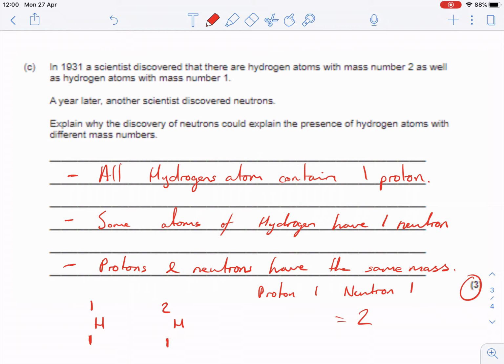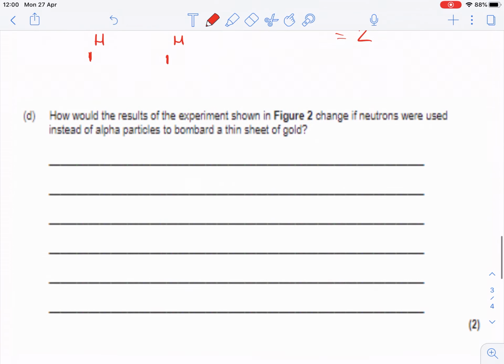And that's your 3 marks there, just for making those 3 points quite clear, that protons and neutrons have the same mass. Some atoms of hydrogen would have a neutron as well, and if you added that neutron to the proton, that would give you a mass of 2, saying why the mass number would be 2. Okay, just moving down onto this one here then, so on to D.